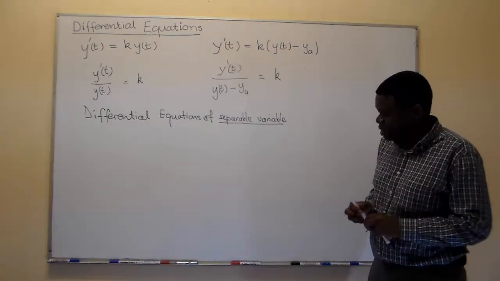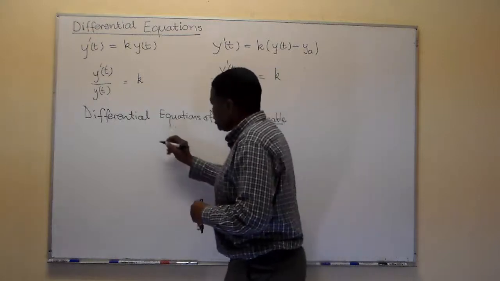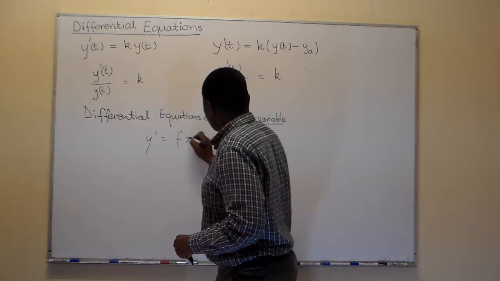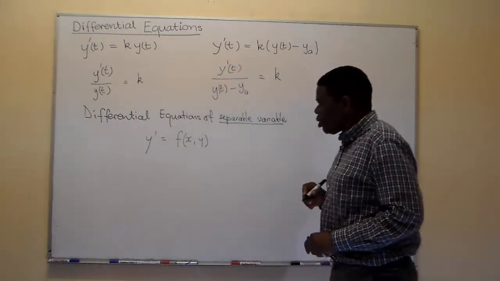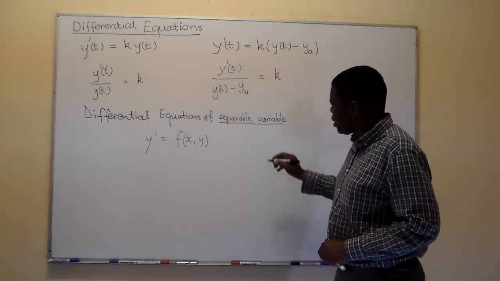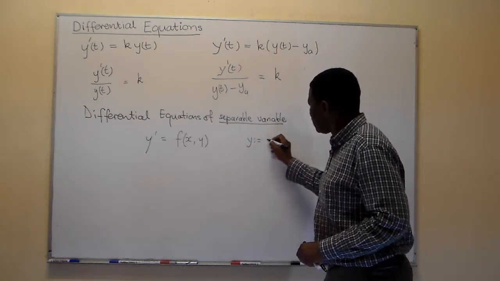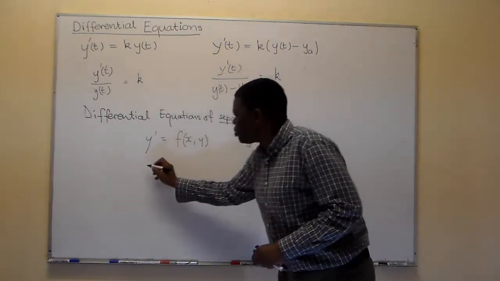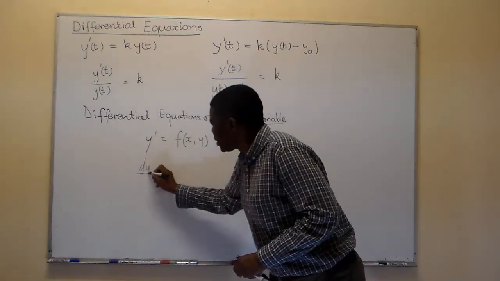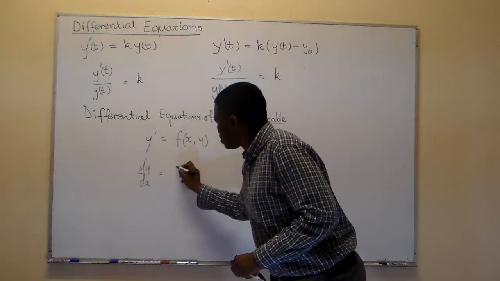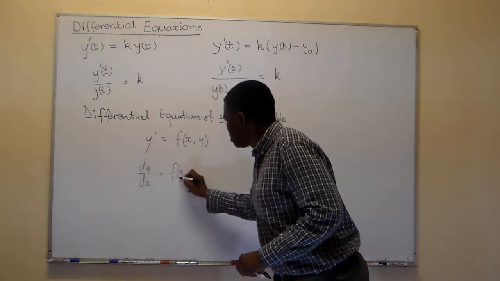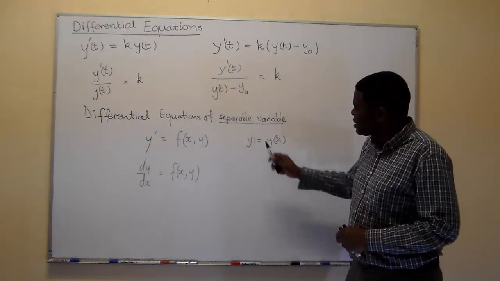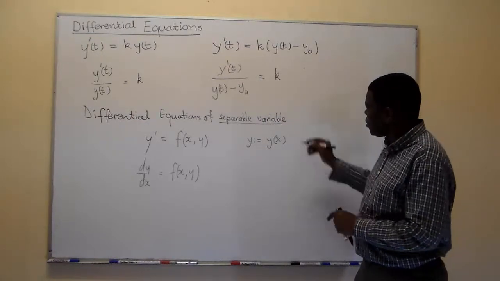First of all, in general, if we're given a differential equation of this form, let's say y prime equals f of x, y, we need to understand in this case that y is actually a function of x, and y prime here will be given as dy/dx equals f of x, y. So the issue is, when do we normally say an equation is of separable variables?